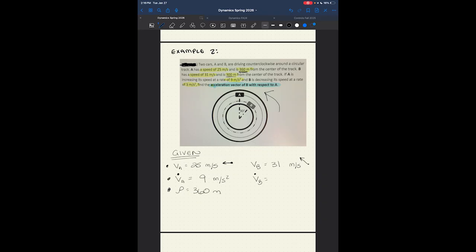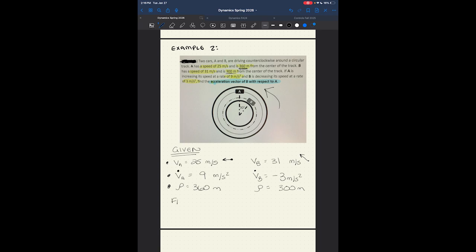VB is changing its speed. I think the speed is decreasing at -3 meters per second squared. And then the radius of curvature for B's path is 300 meters. Okay? And what are we being asked to find? Well, it says we need to find the acceleration vector, the acceleration of B with respect to A. That's what we're being asked for.